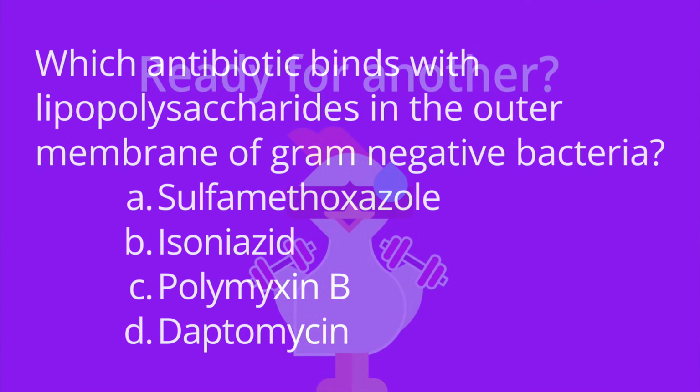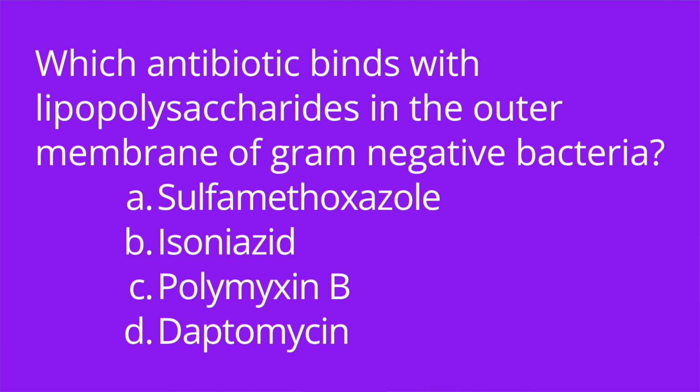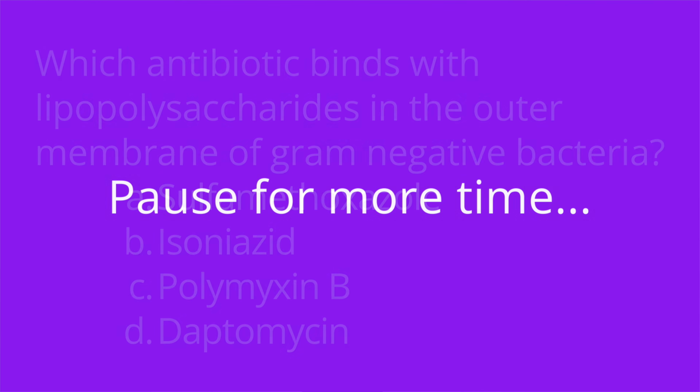Question number 2. Which antibiotic binds with lipopolysaccharides in the outer membrane of gram-negative bacteria? A. Sulfamethoxazole. B. Isoniazid. C. Polymyxin B. Or D. Daptomycin. The answer is C. Polymyxin B.